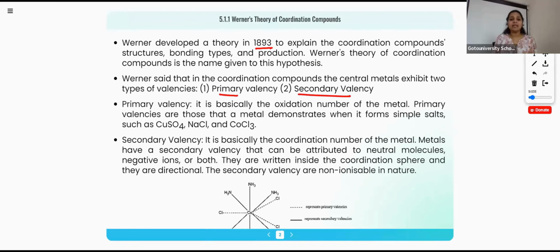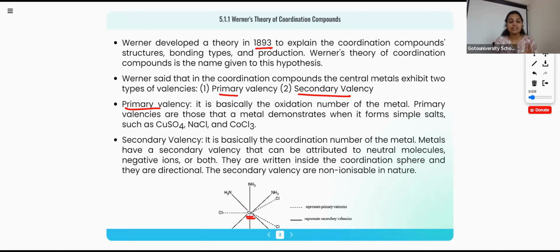Primary valency is the oxidation state of the metal atom inside the complex. Whatever the oxidation state of the metal, that is called the primary valency. Secondary valency is the number of ligands surrounding the metal atom. Here you can see one example: a cobalt atom is surrounded by 6 ammonia and 3 chlorine. The 3 chlorine atoms contribute to the primary valency, which determines the oxidation state of the cobalt, and the ammonia ligands behave as the secondary valency, actually surrounding the metal.